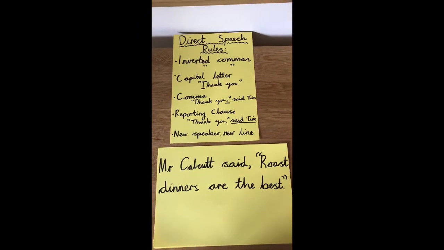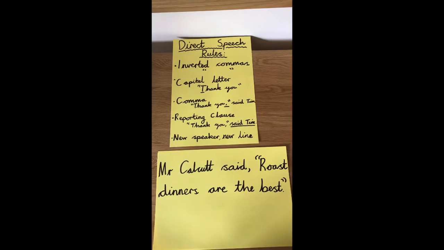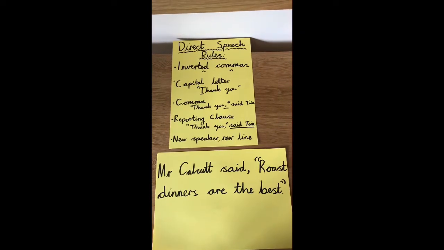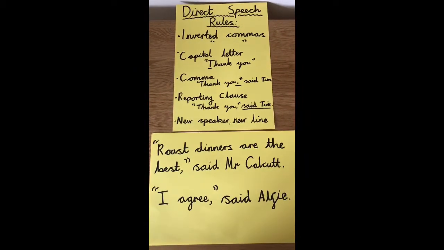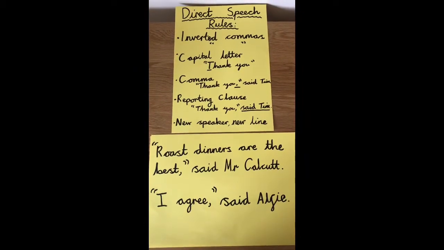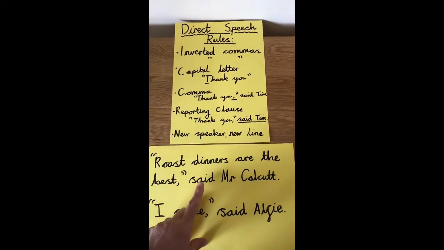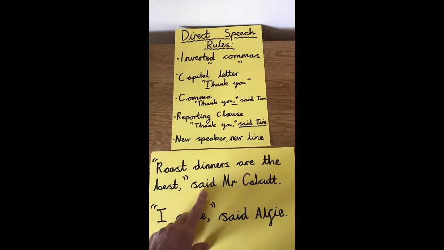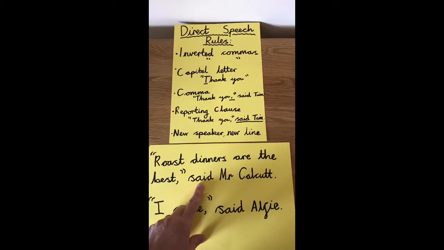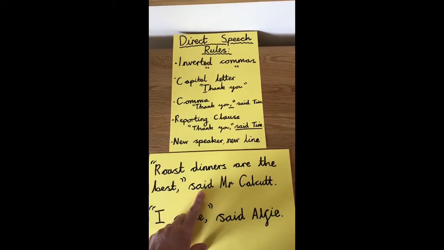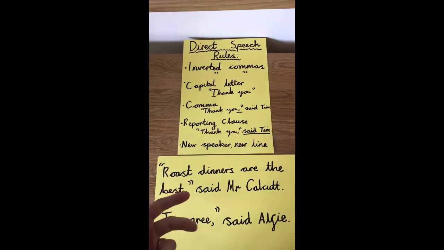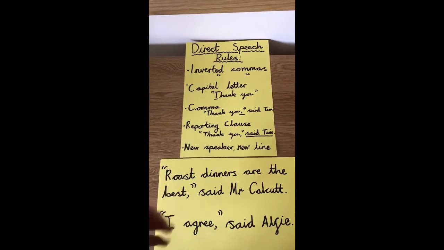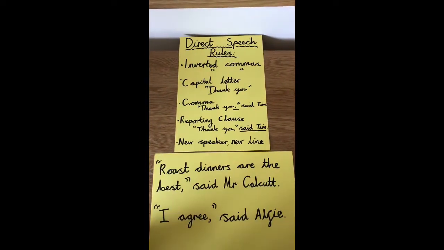Now, the reporting clause is where we can up-level our sentence if we play around with it a bit further. So we can change the word said to a better word, and we can also add an adverb to it. So back with our original example, "Roast dinners are the best," said Mr. Calcutt. Let's have a think about what we could change that speaking verb said to improve our reporting clause. Now there's absolutely hundreds you could use. There's whispered, shouted, cried, murmured, muttered. There are hundreds. I'm going to go for announced.